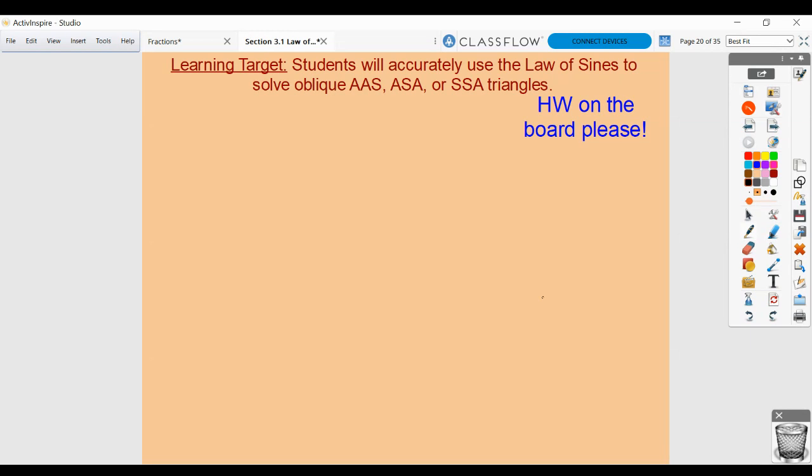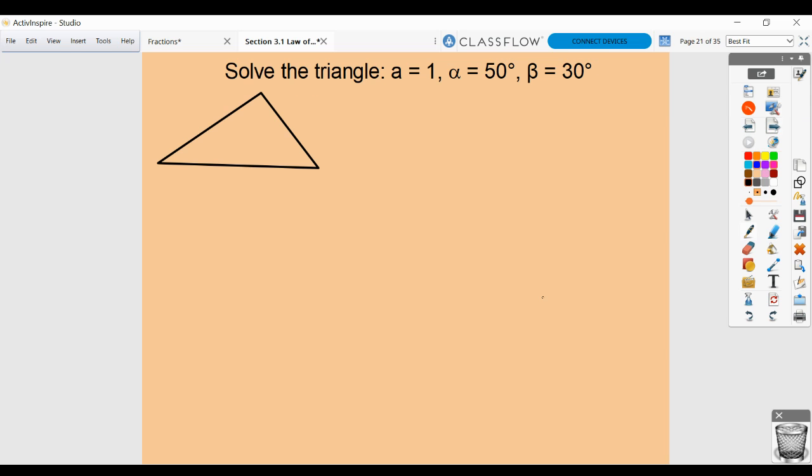Here is another video on practicing using the law of sines to solve the triangles. So I have two examples that we'll go through in this video. So the first example, you have A equaling 1, alpha as 50, and beta as 30. So we need to find B, C, and gamma.